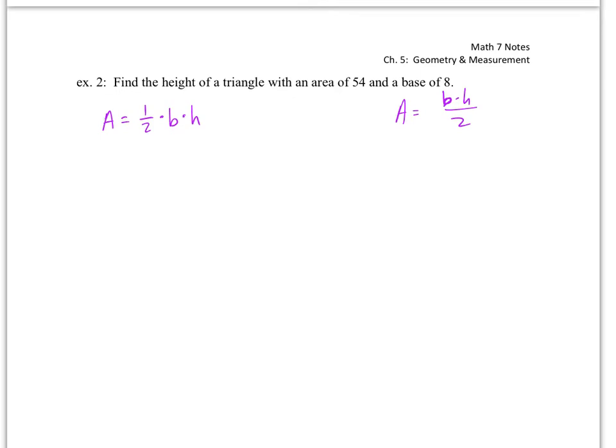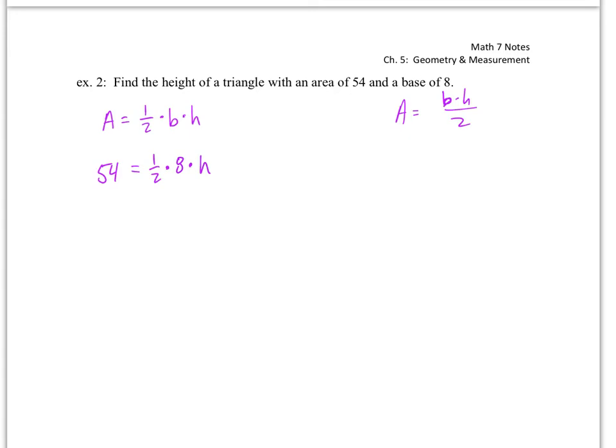So it says find the height of a triangle with an area of 54 and a base of 8. So right now, we know the area. We know the area is 54. Equals 1/2. Do we know the base? No. 8. We do. The base is 8. But we don't know the height, so that's still going to be h.